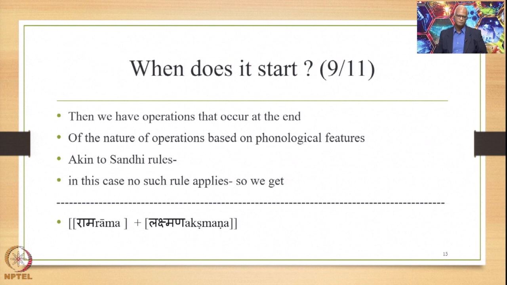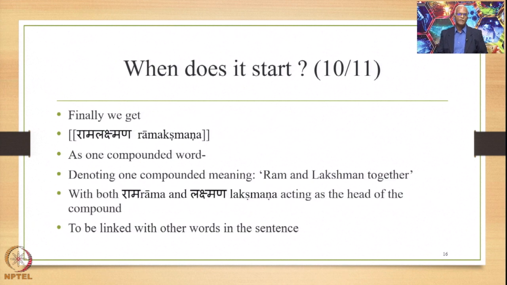We then move ahead and we have operations that occur at the end. These are of the nature of operations based on phonological features akin to sandhi rules, which generally happen at this particular level. In the present case of the derivation of the Dvandva Samasa, no such specific rule applies, and so we still get Rama and Lakshmana as the output generated. So we have Rama plus Lakshmana. Finally, we get Rama Lakshmana as one output, as one unit.